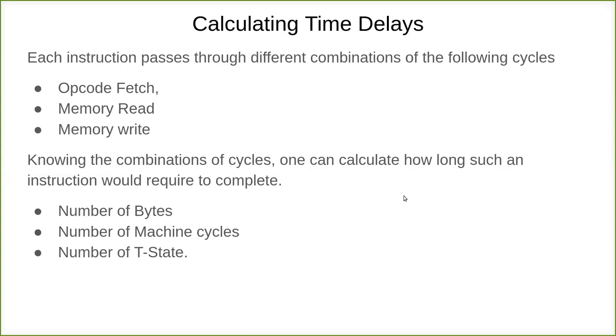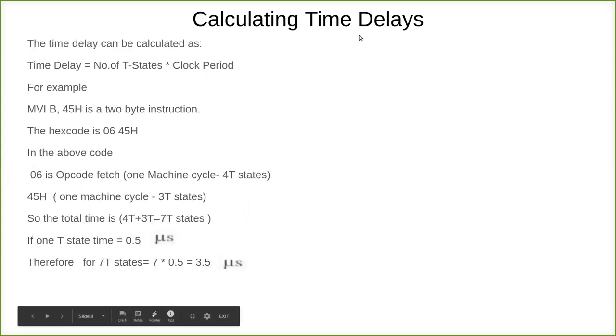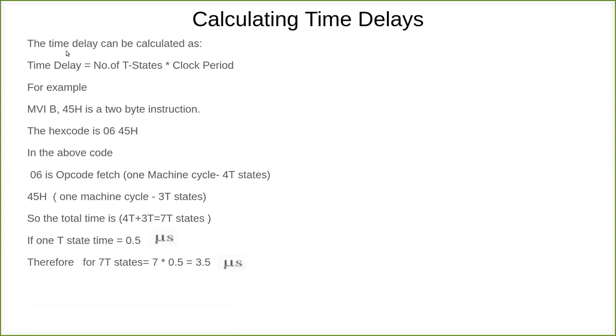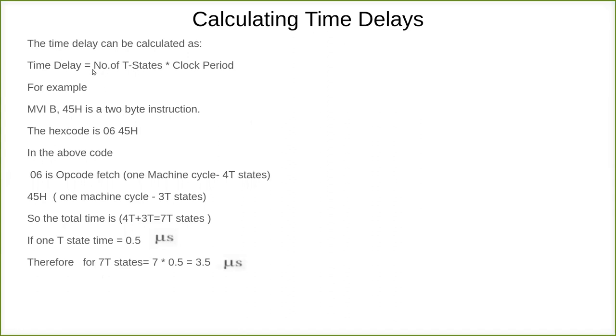Knowing the combination of cycles, one can calculate how long such an instruction would require to complete. These things we also saw in the previous video. Whether it is a single-byte, 2-byte or 3-byte instruction, based on that we calculate the time delay, the number of machine cycles and the number of T states. How T states are calculated we have already seen, but just to refresh your memory, time delay is how you convert the number of T states into the clock period of a particular system.